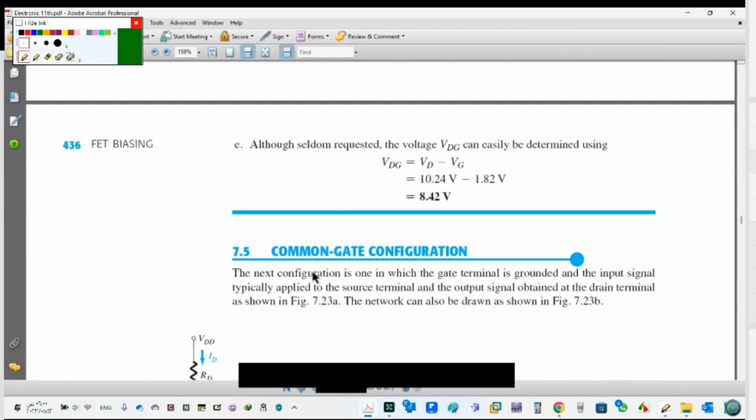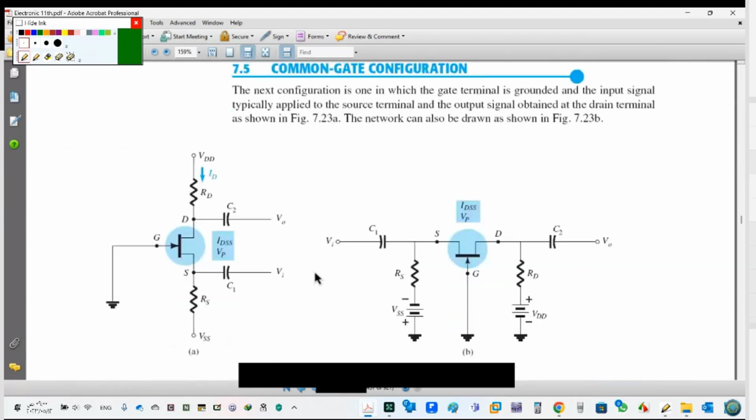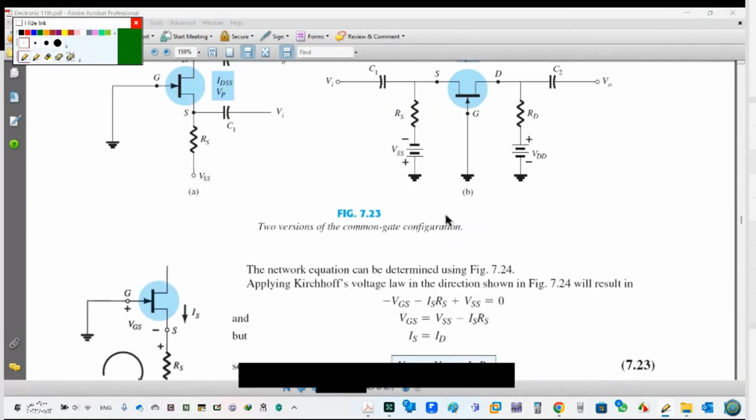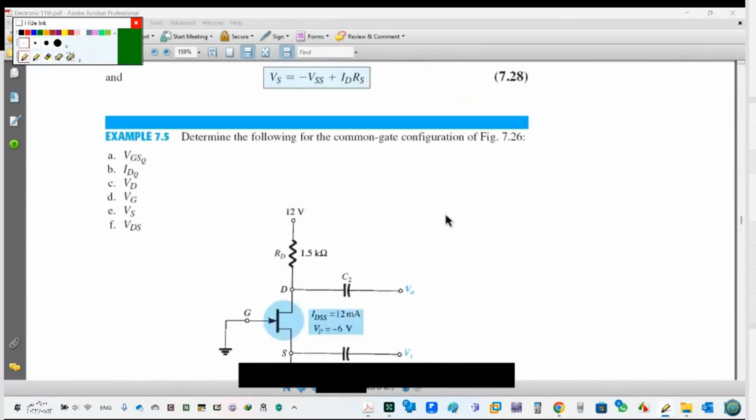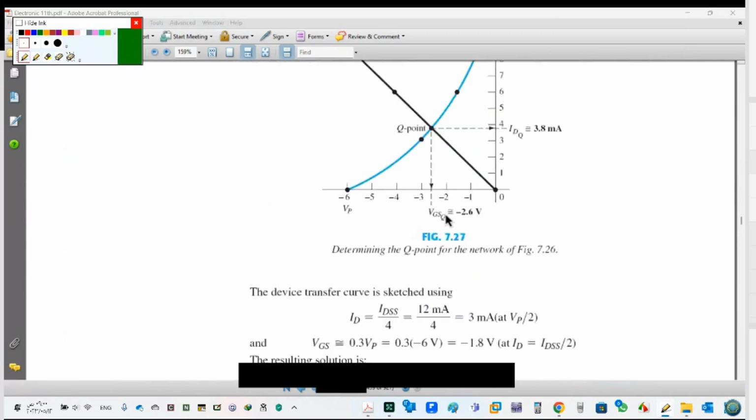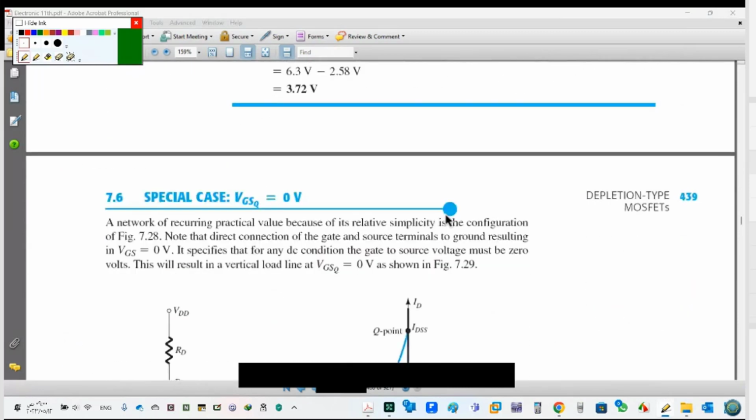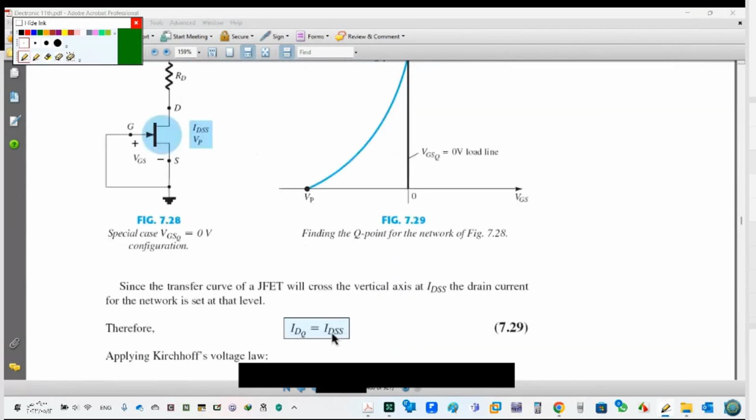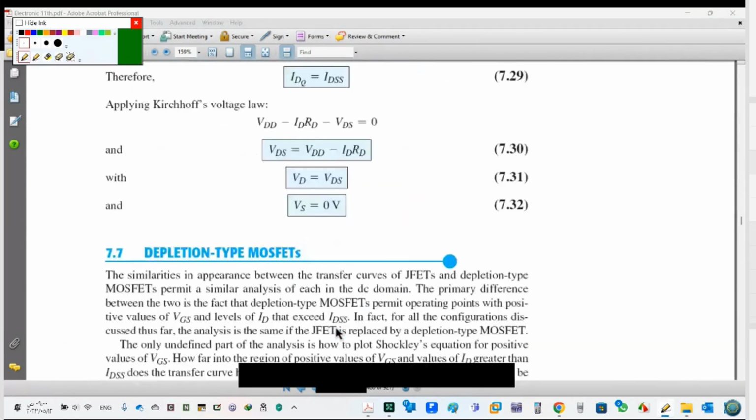Now, the common gate configuration is cancelled. 7.251, this is like fixed bias, so this is cancelled. You don't need it in the exam. The special case when VGS equals 0 is also cancelled. That means ID equals IDSS.